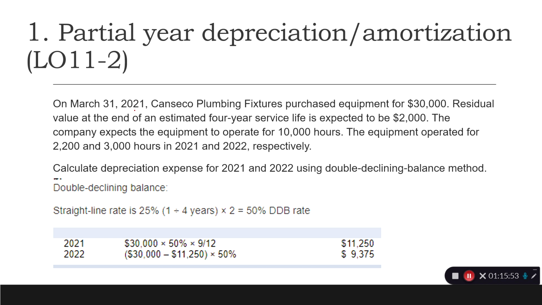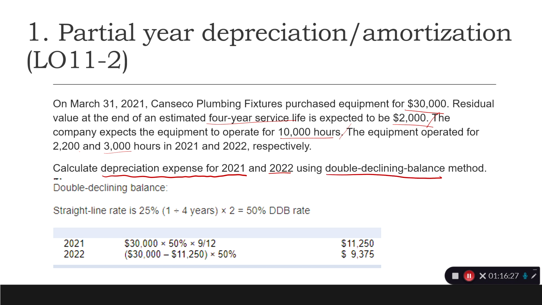On March 31st, 2021, Kensico Plumbing Fixture purchased equipment of $30,000, and the residual value at the ending of the estimated 4-year life is expected to be $2,000. The company expected the equipment to operate for 10,000 hours. The equipment operated for 2,200 and 3,000 hours in 2021 and 2022 respectively. Calculating the depreciation expenses for 2021 and 2022 using double declining method.